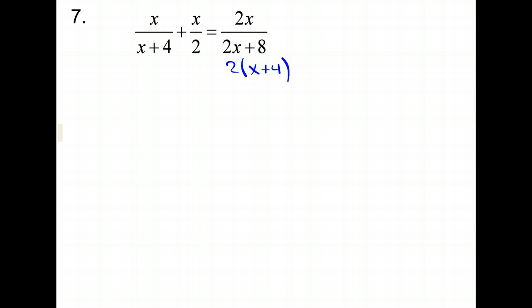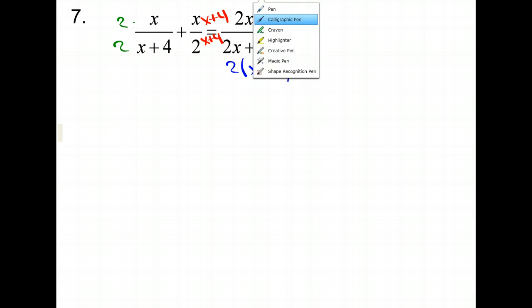So 2x plus 4, 2 times x plus 4, that's going to be your common denominator. This middle term here, the x over 2, needs an x plus 4 in it, so I multiply top and bottom there. And then over here, this one needs a 2, top and bottom, right? So now all my denominators match.